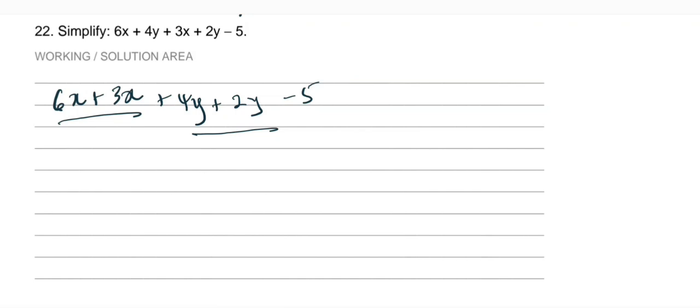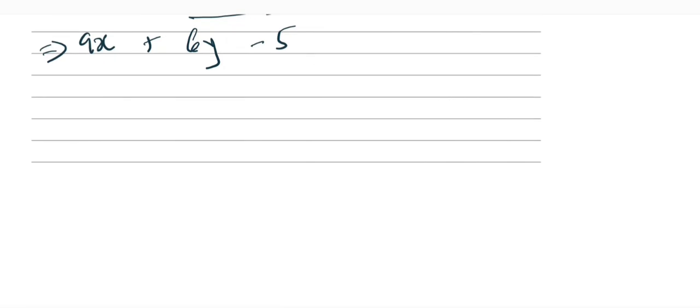Okay. So what is 6x plus 3x? It will give us 9x. 6x plus 3x will be 9x, plus 4y plus 2y will be 6y, minus 5. You have simplified it. You have grouped all the items that have x, all the items that have y, and all the items that do not have any alphabet. You understand? Okay. Let's continue.